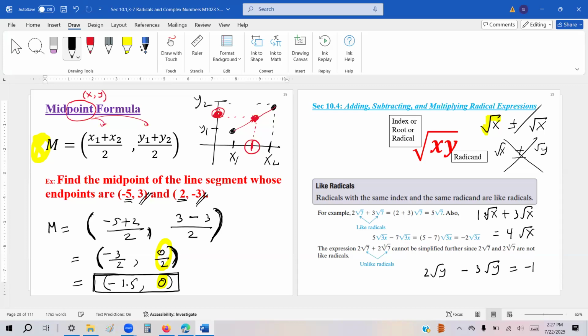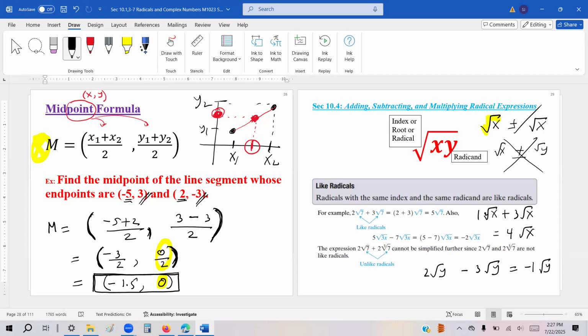So we are going to have -1 square root of y. See, square root of y is just like a variable, any variable. So you just leave your square root or any type of radical part alone and add or subtract the coefficients you have.